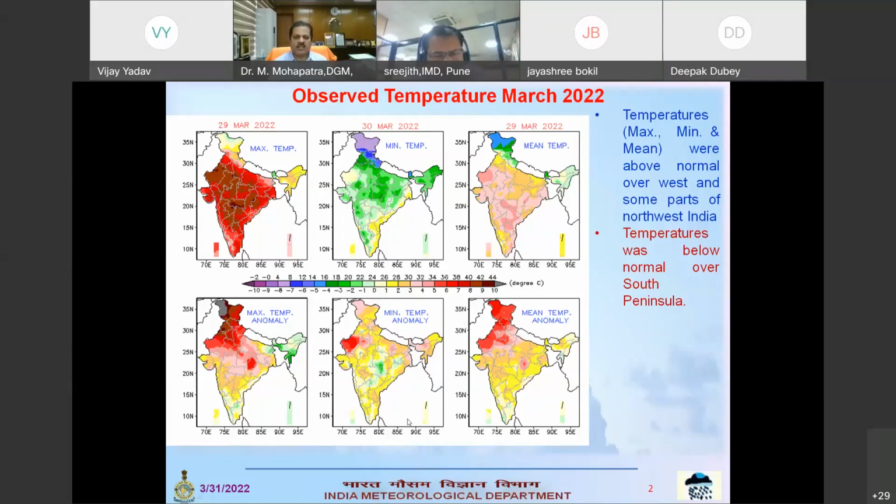As we have seen for almost the last 2 weeks, temperatures are continuing above normal over many parts of northwest and adjoining west central India, in terms of maximum temperature and minimum temperature, specifically over Rajasthan and adjoining areas. As a result, the mean temperature for the month of March has been more than 5 degrees Celsius above normal over many parts of northwest India, especially Rajasthan, Haryana, Jammu and Kashmir, Punjab, Himachal Pradesh, and adjoining areas of West UP.